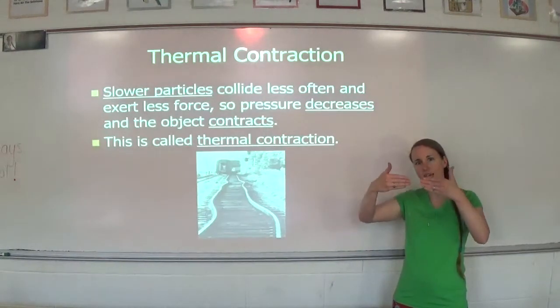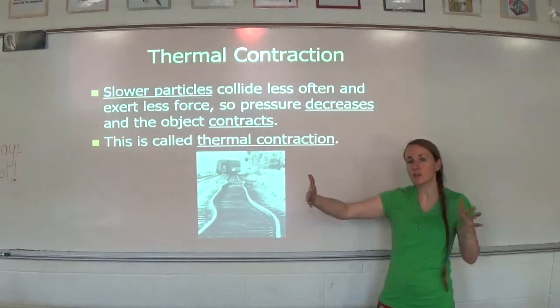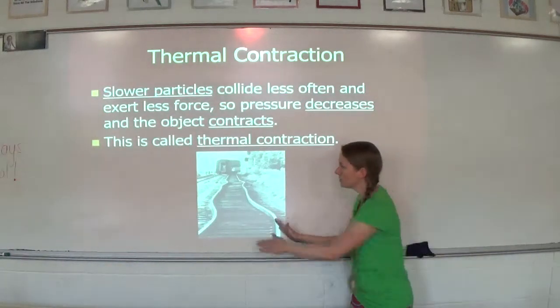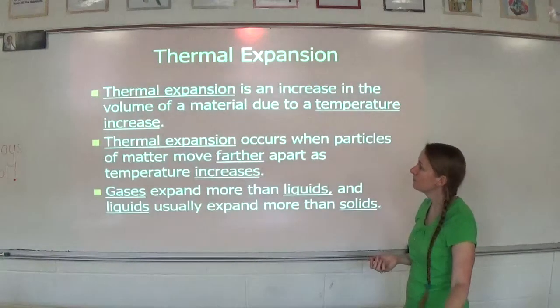They should have left a little gap in between them, because as it gets really, really hot in the summer, those rails expand and they don't have anywhere to go. So that's why they became all wobbly in this example: they didn't leave the correct spacing.